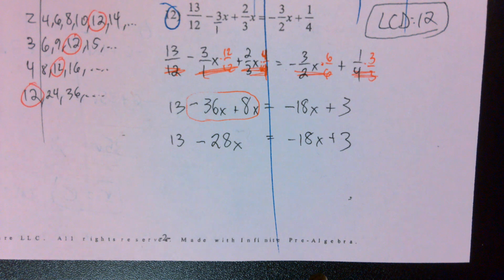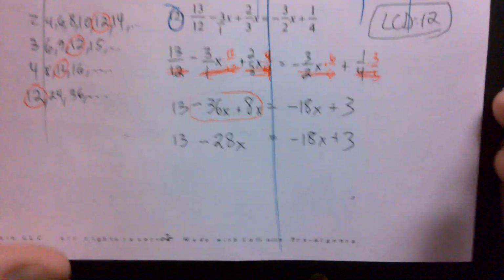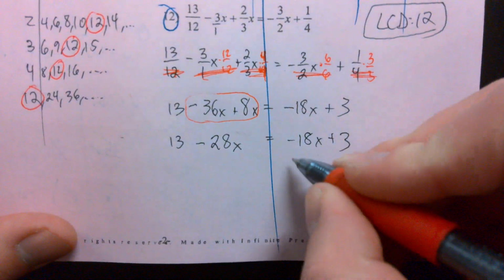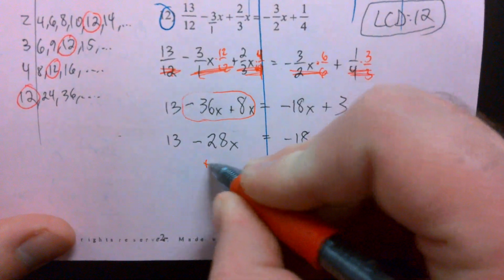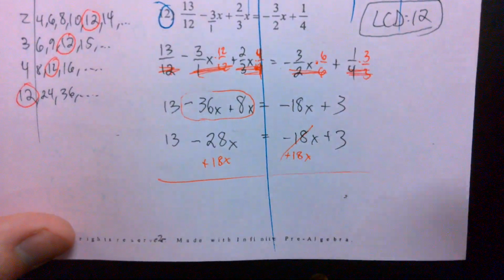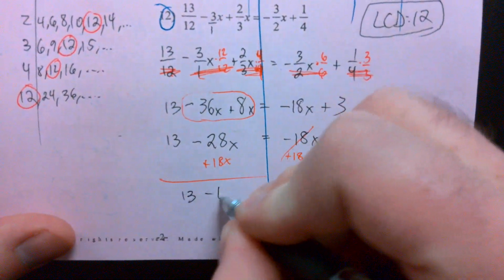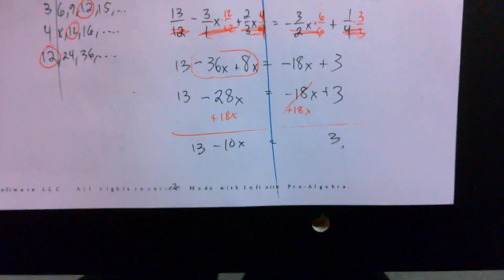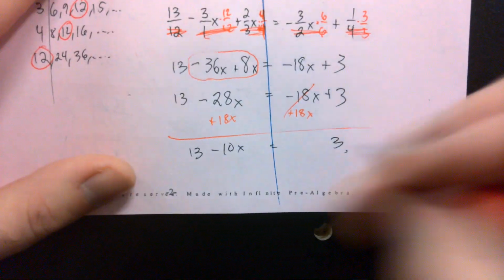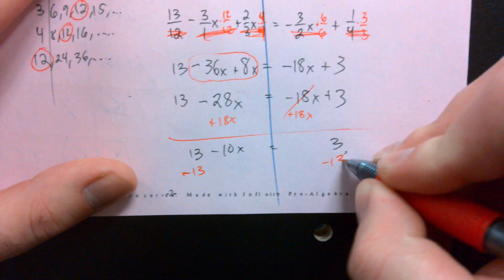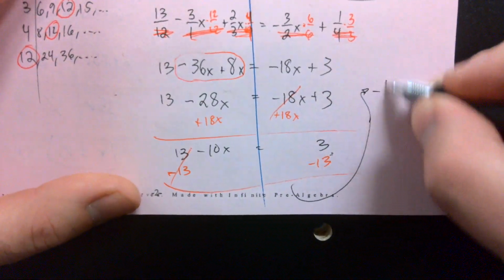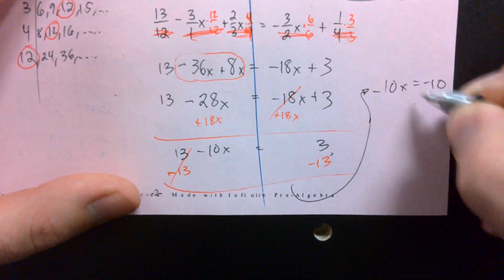Now what? That's right. We got a minus 18x. We want to bring that to the left. We'll do the opposite by adding 18x. Gives me 13 minus 10x equals 3. Yep, then we subtract 13. Negative 10x equals negative 10.